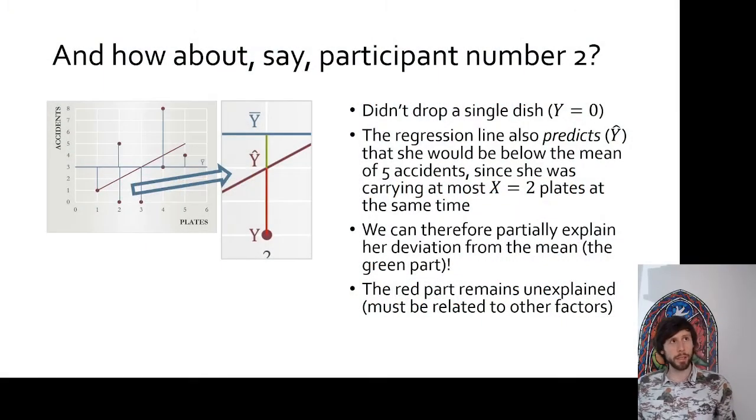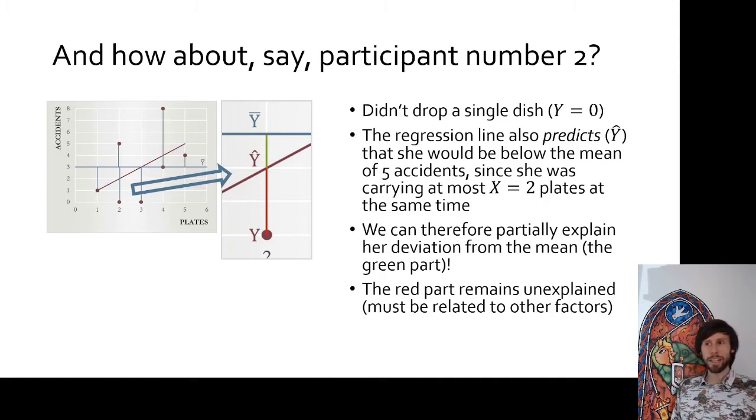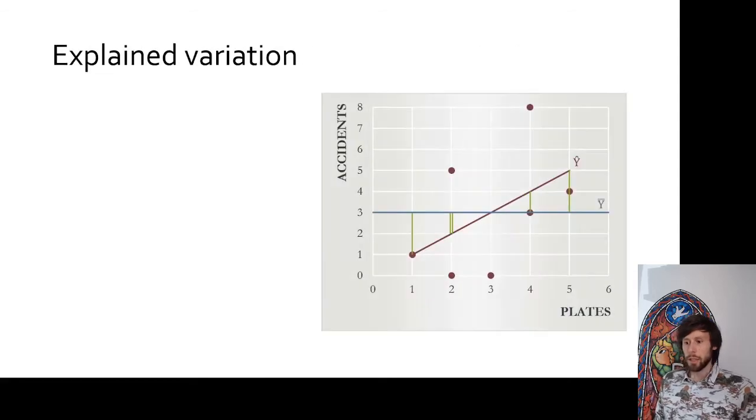In general then, we can explain deviations from the mean to the extent that those deviations are predicted by the regression line. This is a visualization of all the green parts. If you apply the same logic to all 7 subjects in the sample, then those are all the pieces of variation that we can explain.